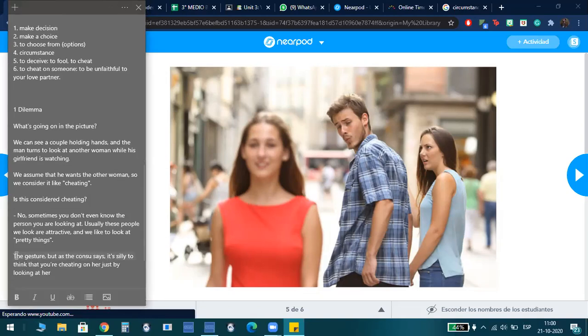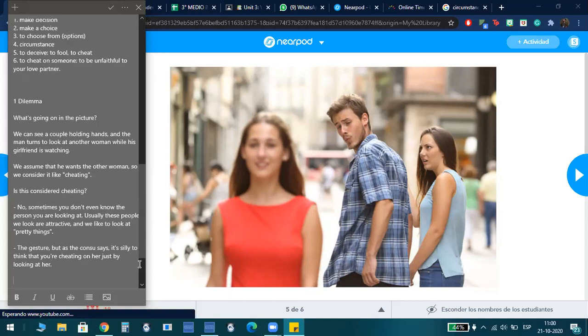Very nice. There's another thing here. Please keep on commenting. Mary, what do you think? Martina says the gesture, but as Consul says, that's good. It's silly to think that you're cheating on her just by looking at her. That's true. And I'm really glad that you think like that. But also, there is another portion of the world of people that would consider that looking at another person while you are with a partner in the street is considered cheating. So I totally agree with you guys. What do you think, Mary? Is that cheating?